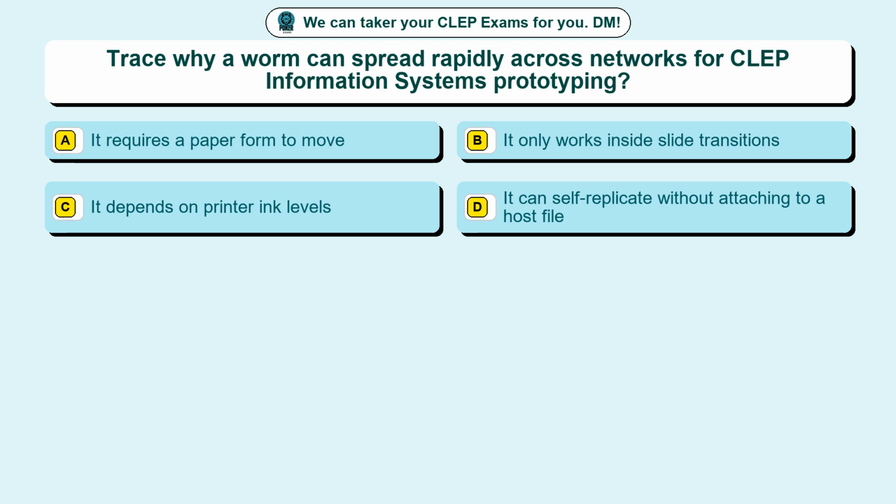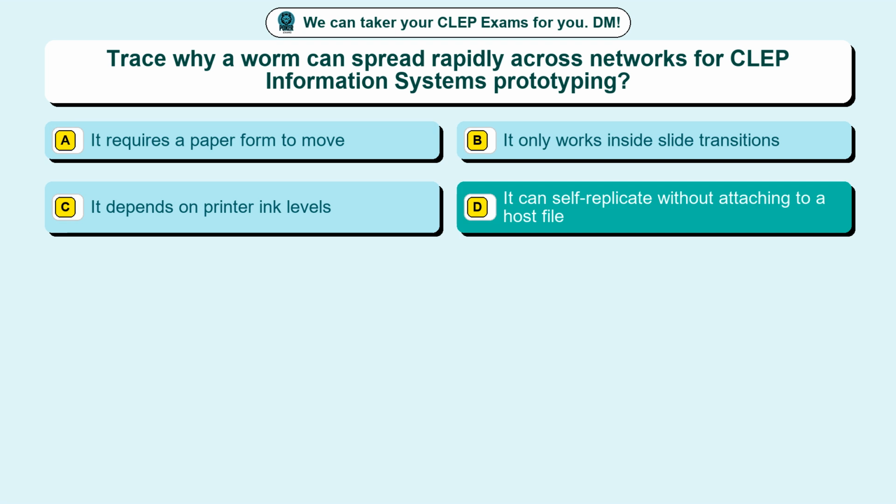Question 40. Trace why a worm can spread rapidly across networks for CLEP Information Systems prototyping. Option A. It requires a paper form to move. Option B. It only works inside slide transitions. Option C. It depends on printer ink levels. Option D. It can self-replicate without attaching to a host file.